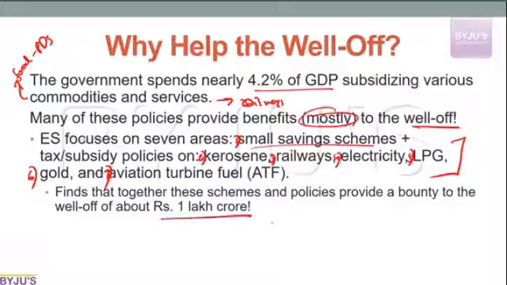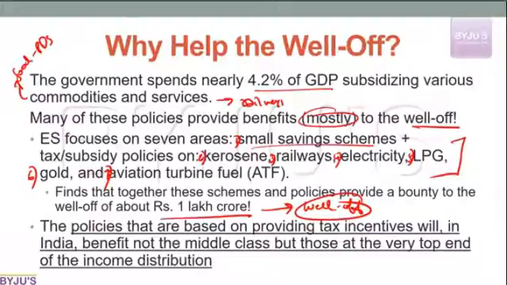Combining all of these, the Economic Survey says 1 lakh crore rupees is going to the well-off. So the well-off is getting 1 lakh crore from the government. Should the government of India be giving 1 lakh crore to the well-off people? That is a big question. Overall, if you provide tax incentives linked to small savings schemes, you benefit not even the middle class but the top guys. So wherever you give tax incentives in savings, you're not even benefiting the middle class but the top guys.